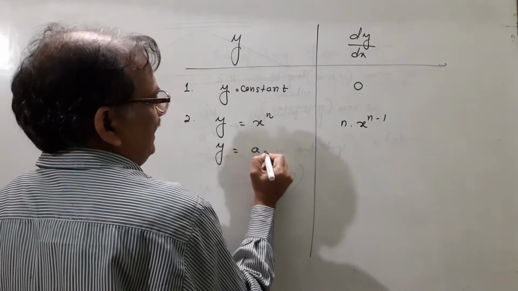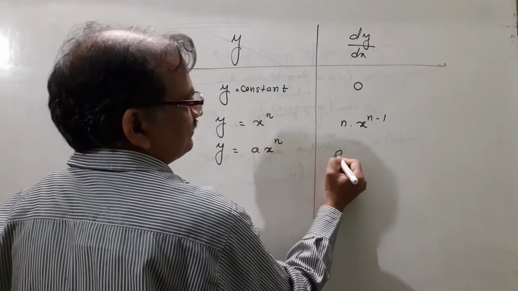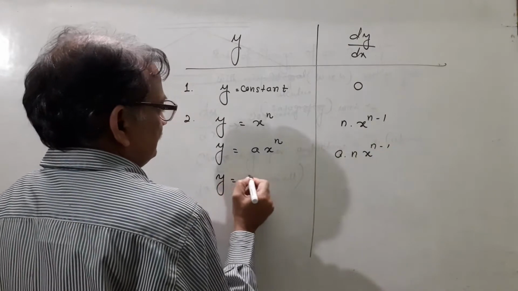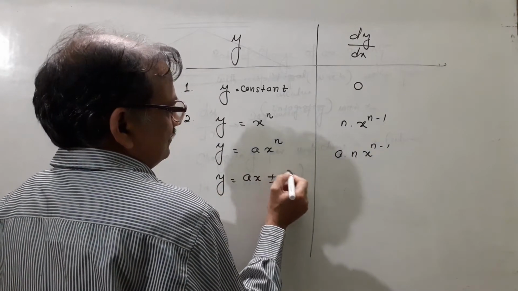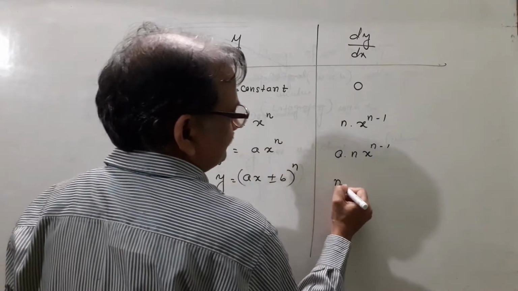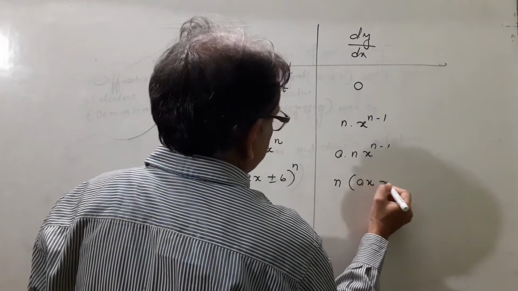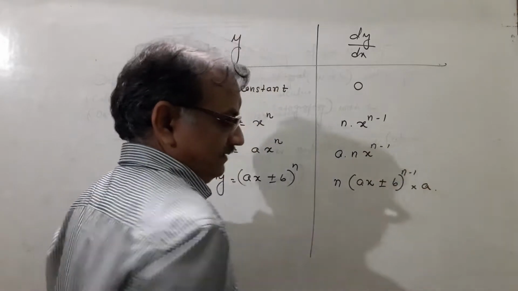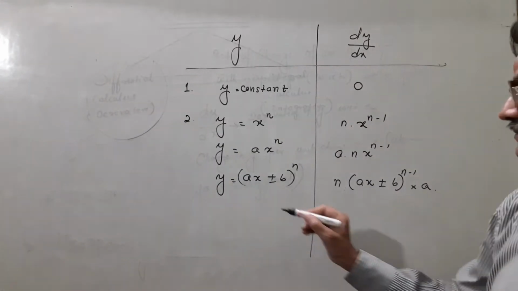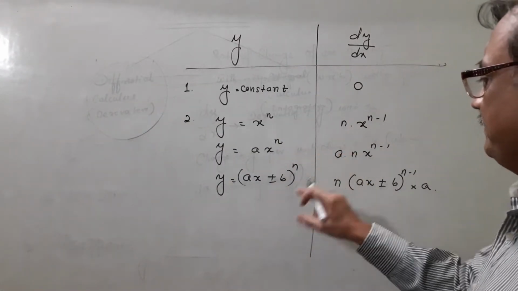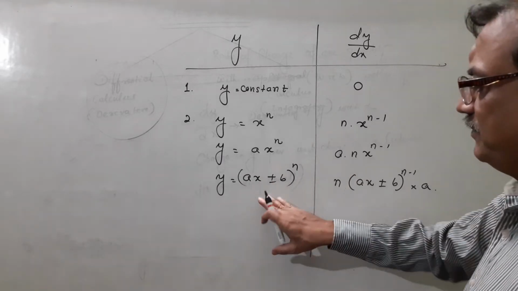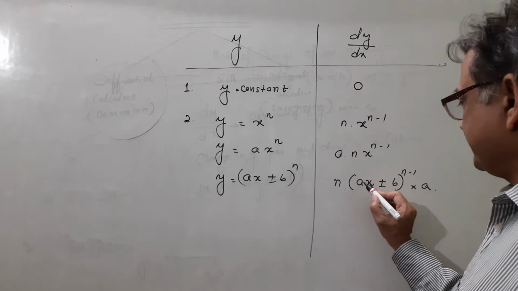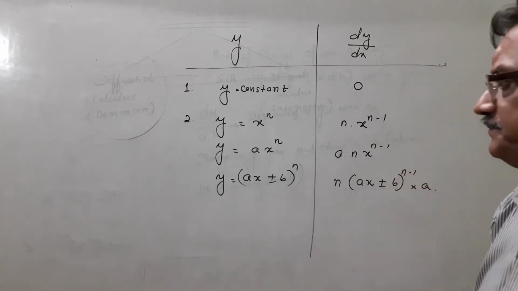Y is equal to a into x to the power of n. And if y is (ax plus or minus b) to the power of n, then the derivative is n into (ax plus or minus b) to the power of n minus 1, into a. Here it is important: the coefficient of x will be multiplied once again outside.